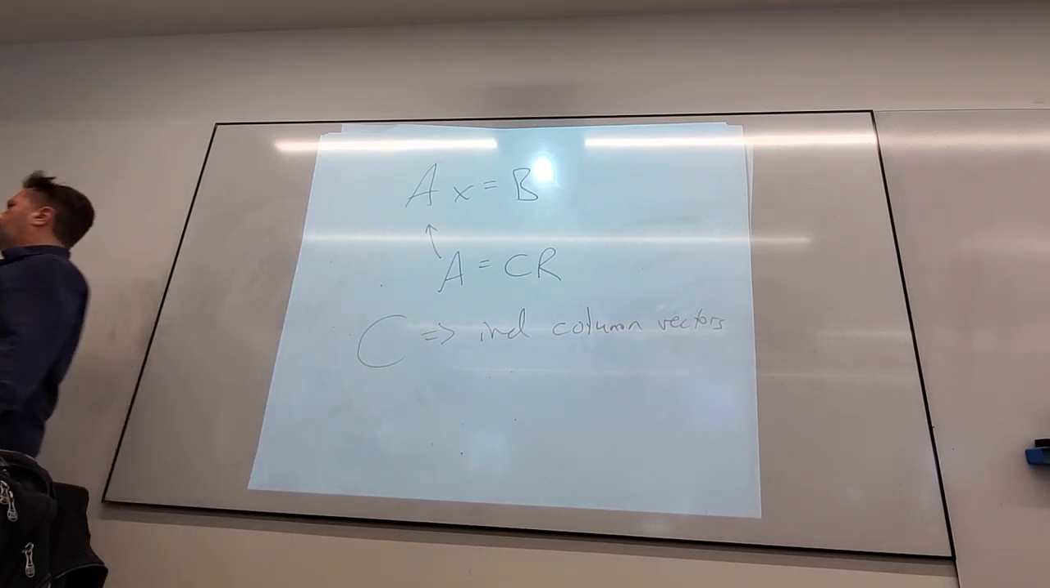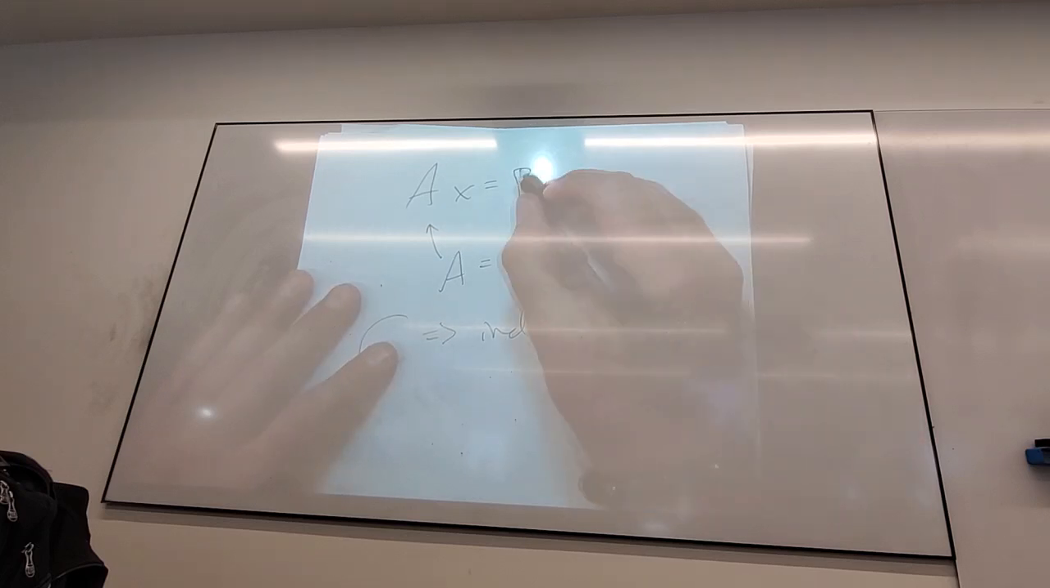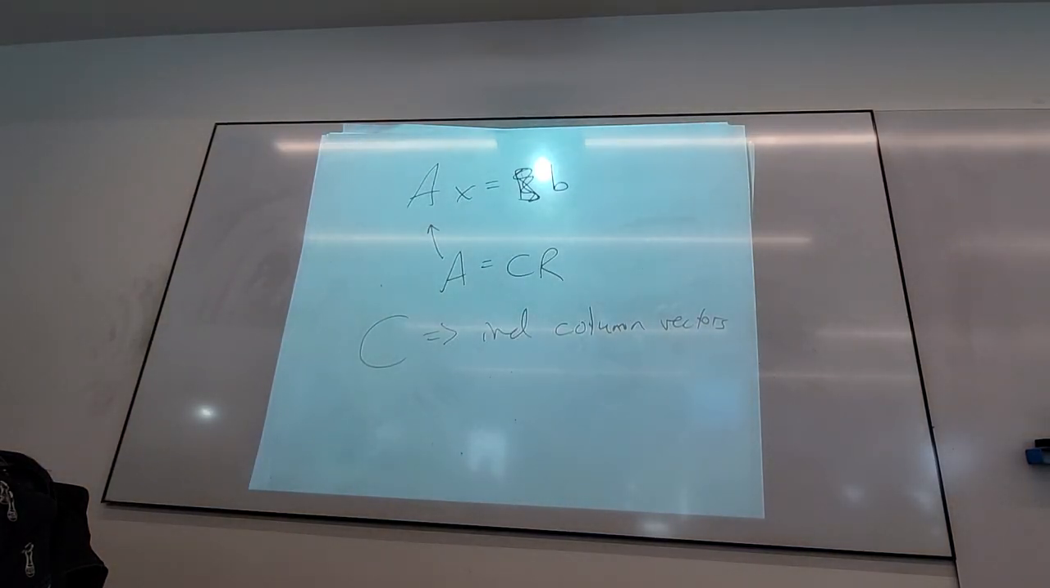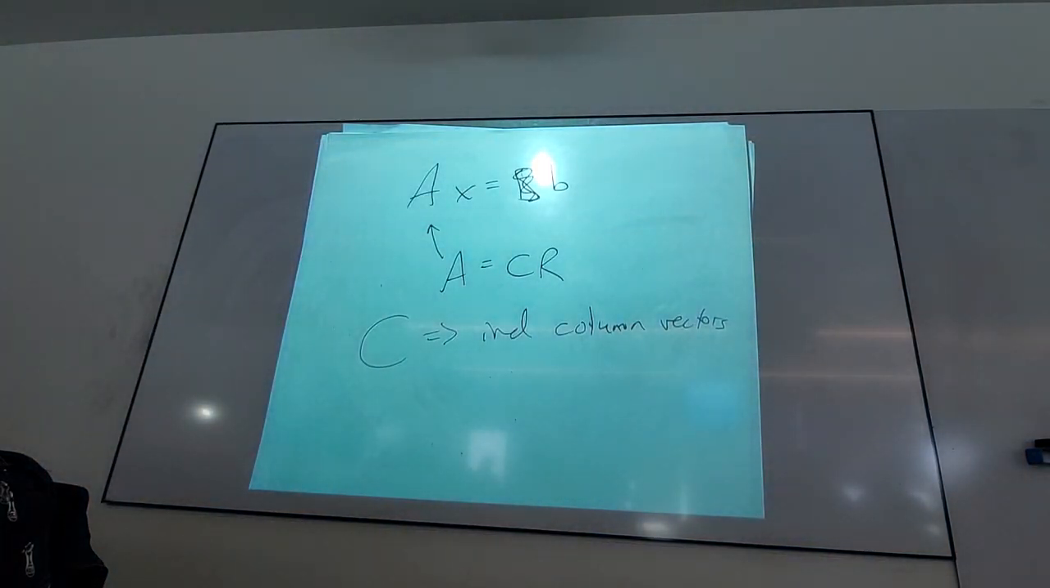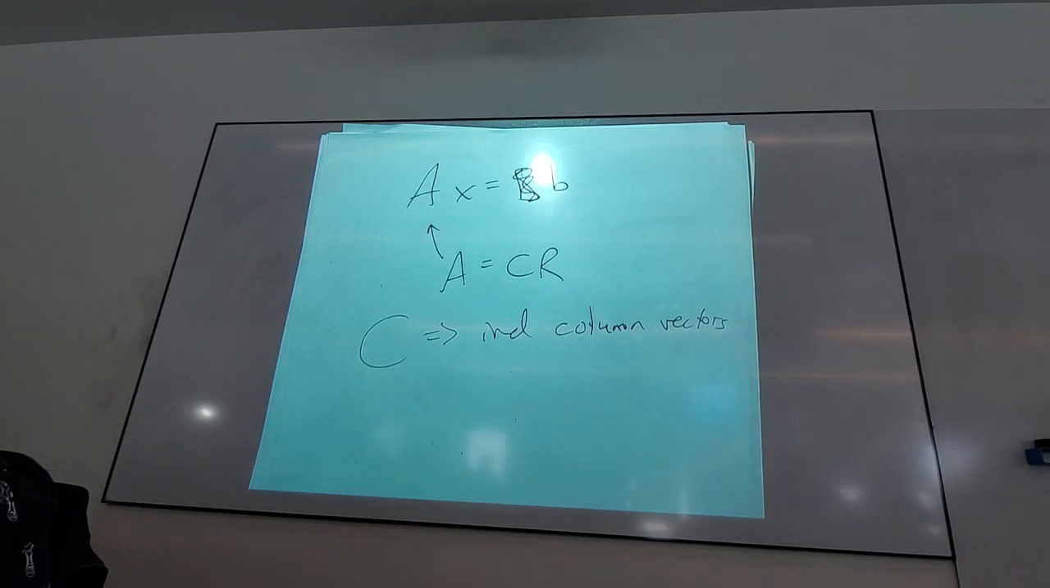So the only way AX equals B, sorry, it should be lowercase b. The only way AX equals b could have a solution is if vector b is where? Say again? No. Nope.